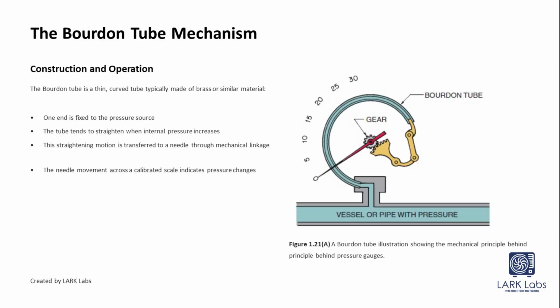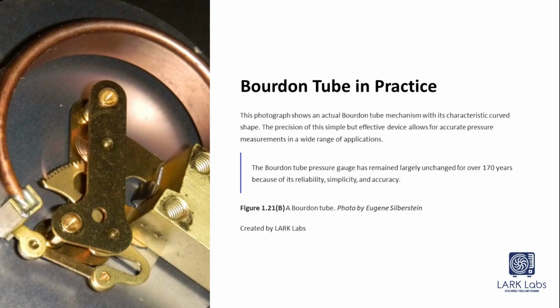The Bourdon-tube mechanism is a fascinating device used in pressure gauges. As pressure increases, the tube straightens, moving a needle across a calibrated scale. This simple yet effective design is widely used in various applications. The Bourdon tube has been a reliable tool for over 170 years, thanks to its simplicity and accuracy. This photograph showcases its characteristic curved shape, which allows for precise pressure measurements in diverse settings.